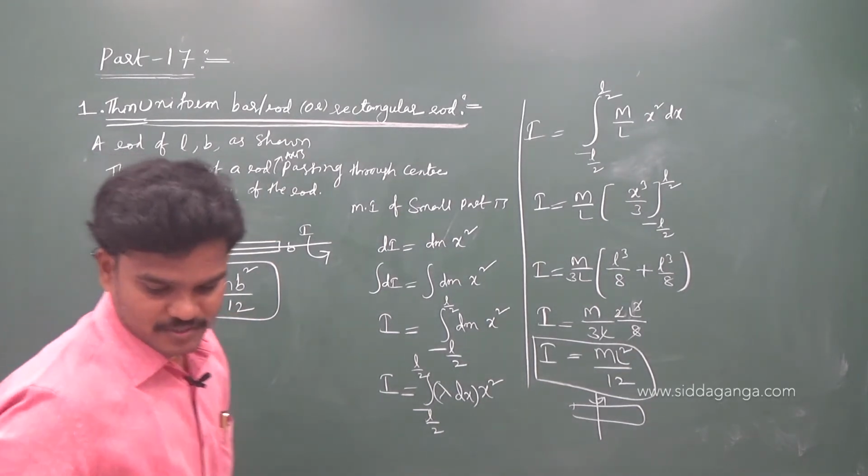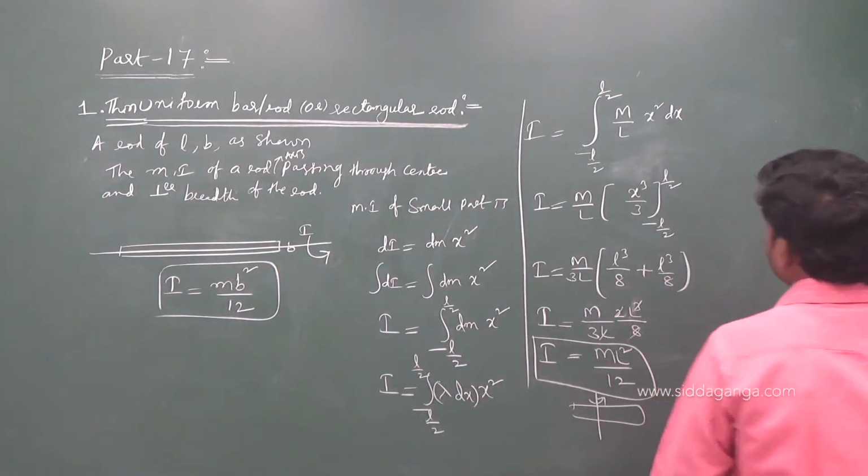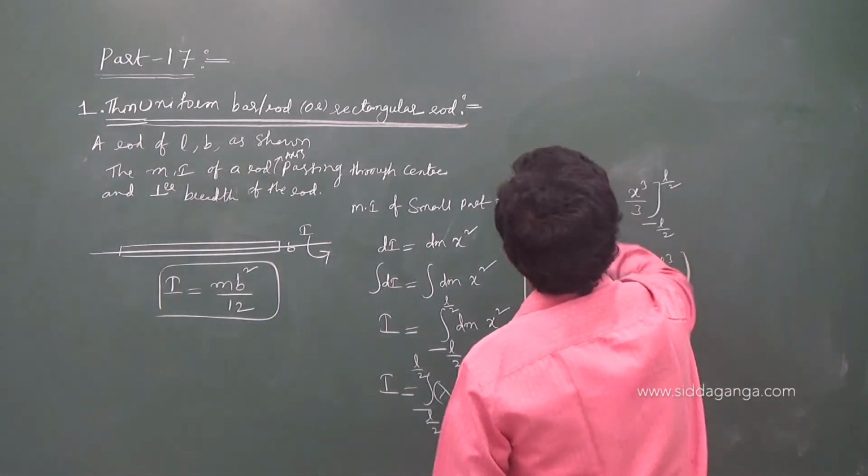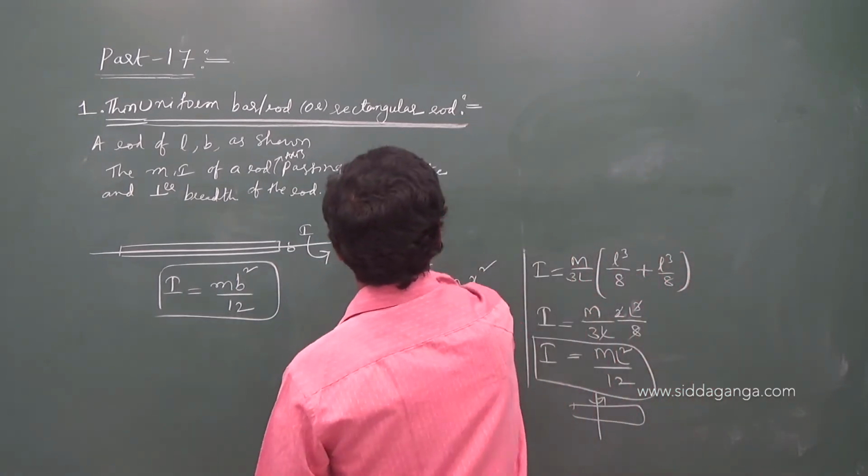Okay, so write down the second formula. Second formula completed. Axis passing through center perpendicular to the breadth.